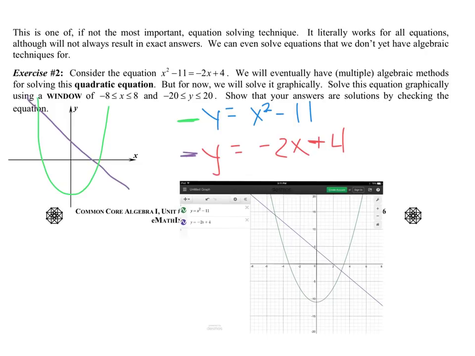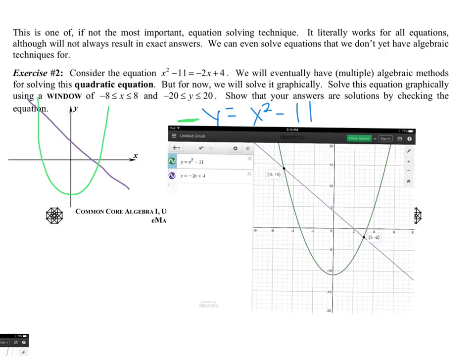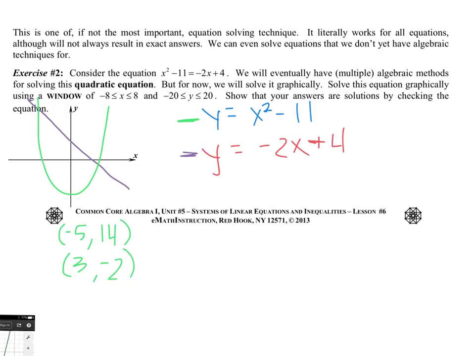And then it says, show that your answers are solutions by checking the equation. So I'm going to look at where it crosses. So if you look at where these cross, they cross at negative 5, 14, and again at 3, negative 2. So it says to show that they are part of the equation. So what you are doing is you are plugging those in for x and y in the original equations.